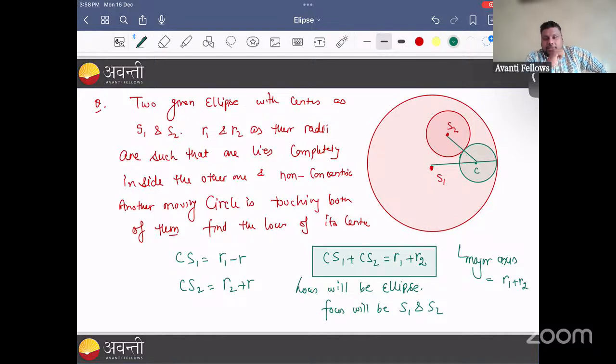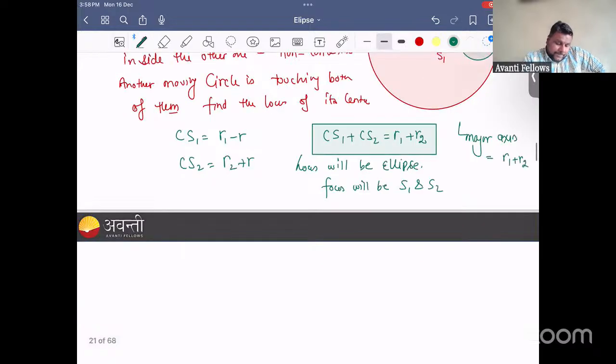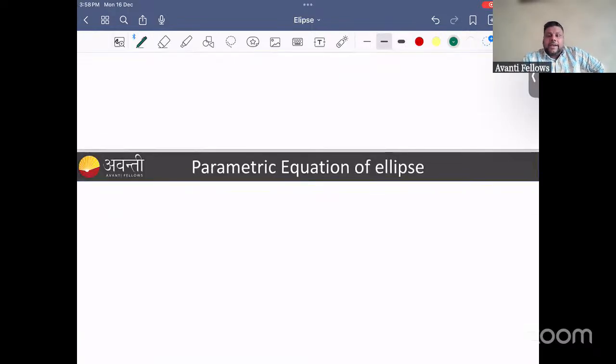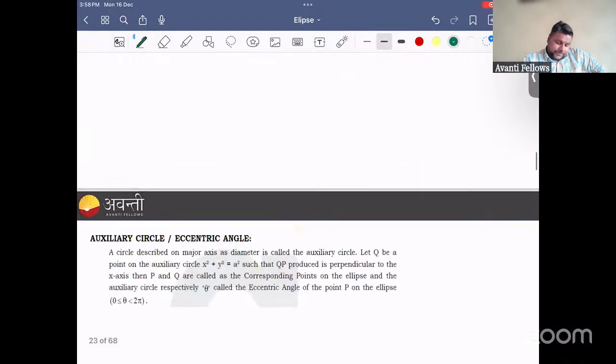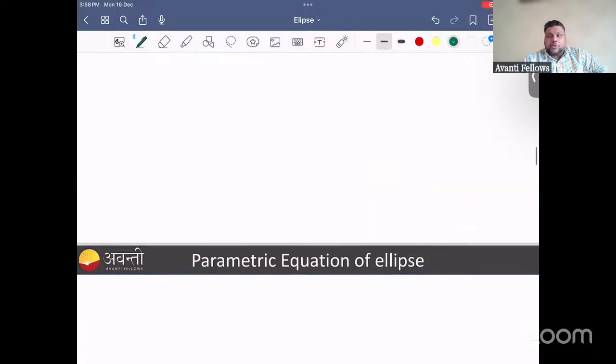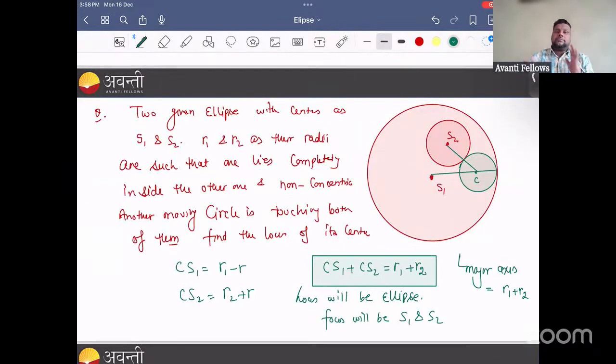It was asked in JEE twice. Fine. Now in our next session, we will do parametric questions of the ellipse, and we will also cover the auxiliary circle and then the position of points with respect to an ellipse, and then we will move to tangents. All right. So that would be all from my side for today.